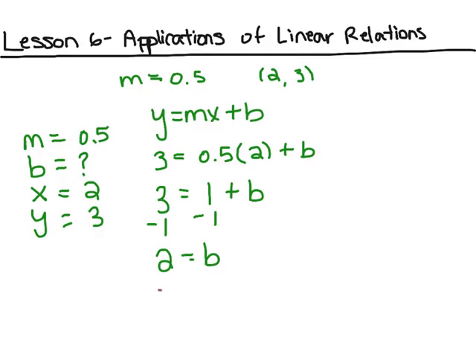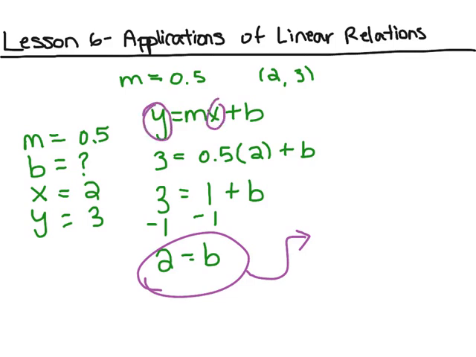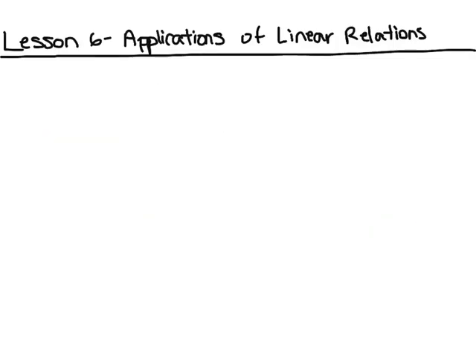So our y-intercept is b, and for our rewritten equation, we always want to leave our equation with a y and an x. Those are our variables. We want them to be able to change. So we leave it as y is equal to 0.5x plus 2. So there's our equation.